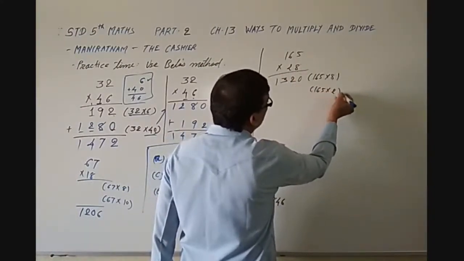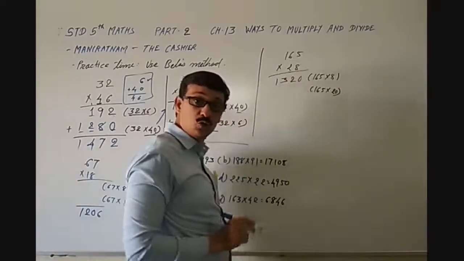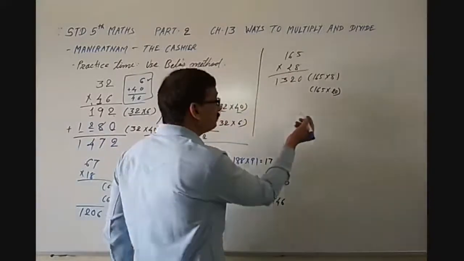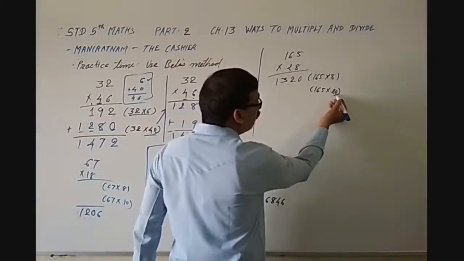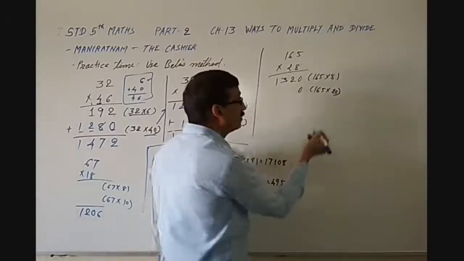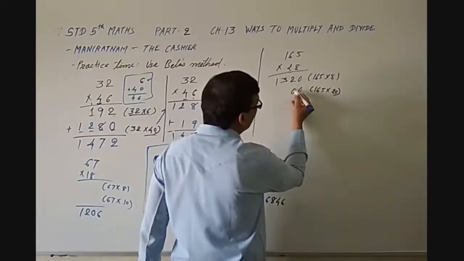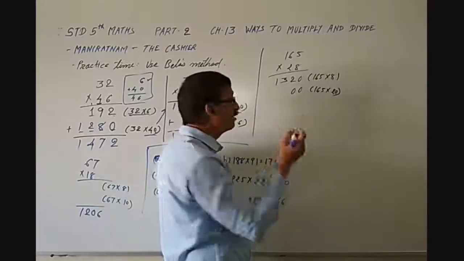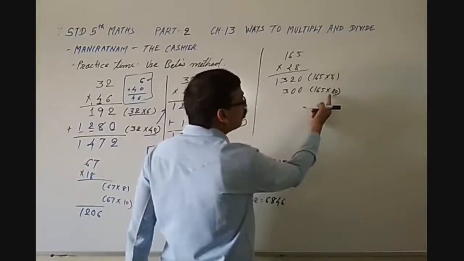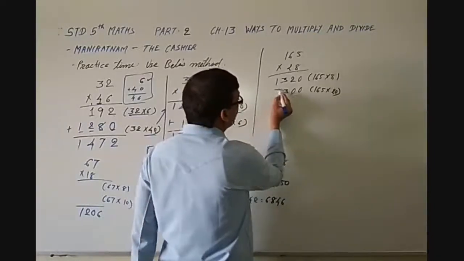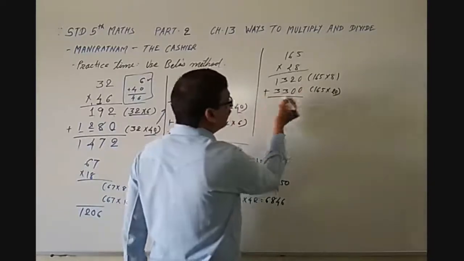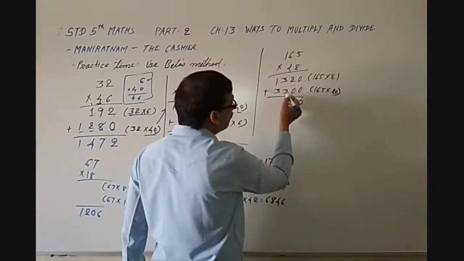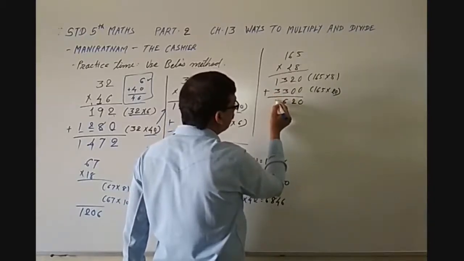165 multiplied by 20, isn't it? Why? Because with this 2, the value of this 2 is 20. That is why. Okay, 0 is over here. So, put this 0 at the unit place. Then after, 2 fives are 10. 1 carry, 2 sixes are 12, plus 1, 13. 1 carry, 2 ones are 2, plus 1, 3. And now add them: 0 plus 0, 0; 2 plus 0, 2; 3 plus 3, 6; 3 plus 1, 4.